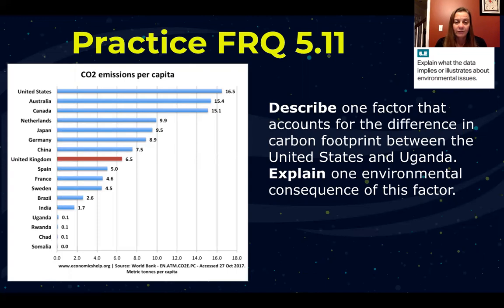So here's your practice FRQ for this unit, or for this particular topic. I want you to describe one factor that accounts for the difference in carbon footprint between the US and Uganda. And I want you to explain one environmental consequence of that factor. This is carbon footprint, not global footprint.